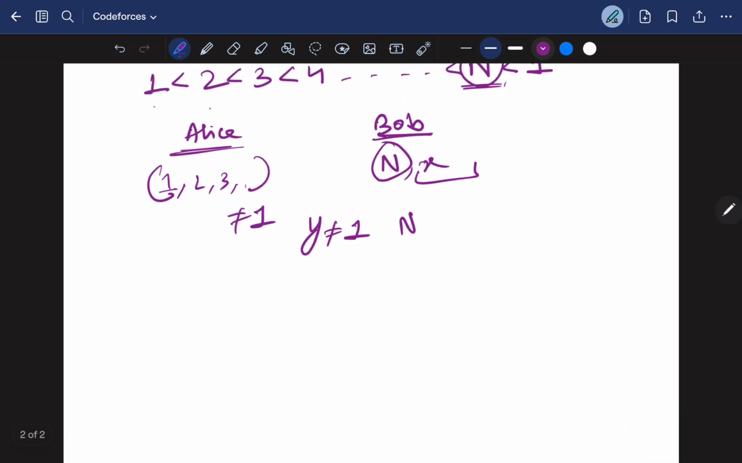Now in the other case, if Bob has only n, and Alice has all the other cards, in that case Alice can play 1. Bob will have to place this n. In that case, Alice will win. So in the first case where Bob has 2 cards, one of them being n, Bob will win, and in the other case Alice will win, when Bob has only that last card.